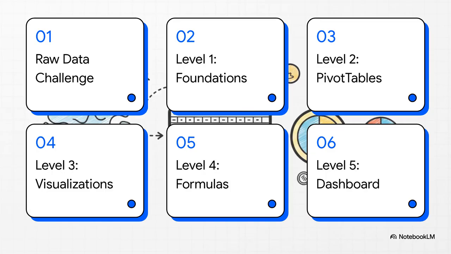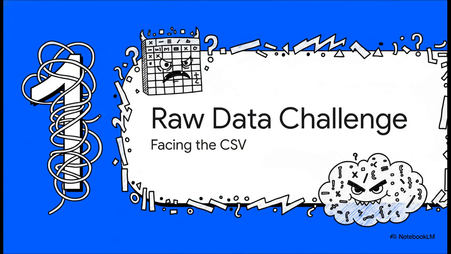Here is our roadmap to completely conquer this Superstore dataset. We'll start with the raw data challenge. Then, level 1, basic foundations. Level 2 is pivot table power. Level 3, visualizing insights. Level 4 brings in advanced formulas. And finally, level 5, the ultimate dashboard. Let's get to it. First up, the villain of our story, the raw data challenge facing the Superstore CSV.